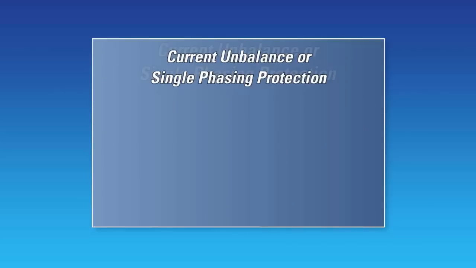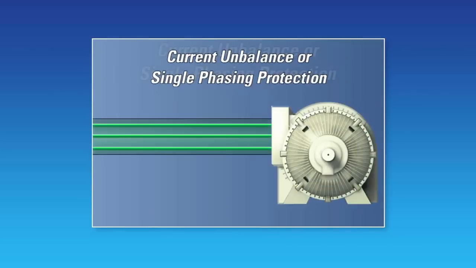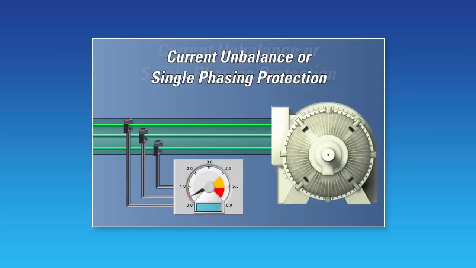Current unbalance or single phasing protection. The contribution of current unbalance to the thermal capacity used was covered earlier. Here, the magnitude of the current unbalance is used to detect and trip the motor if a single phase condition occurs. Single phase refers to the situation when one of the three phases is no longer being supplied to the motor. If enabled, a trip and/or alarm occurs once the unbalance magnitude exceeds the current unbalance trip pickup for a period of time specified by the current unbalance alarm trip delay.